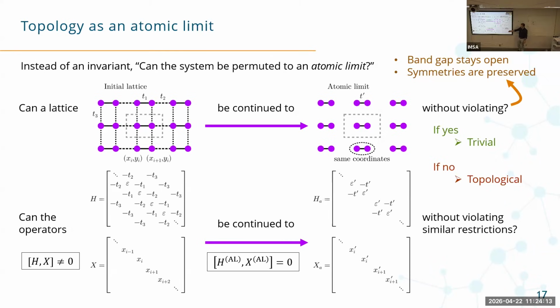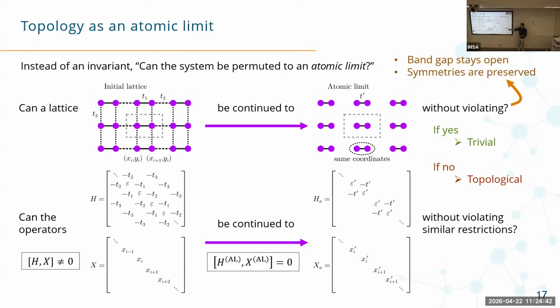So I started with non-commuting matrices. My atomic limits all have commuting matrices, and so the equivalent statement is now asking in real space, can I continue my initial lattice to my atomic limit, while again preserving all my symmetries? That's an easy thing to see how I do along this path, but preserving my band gap. I will elaborate on that in a couple slides. But that's the name of the game of this real space classification.